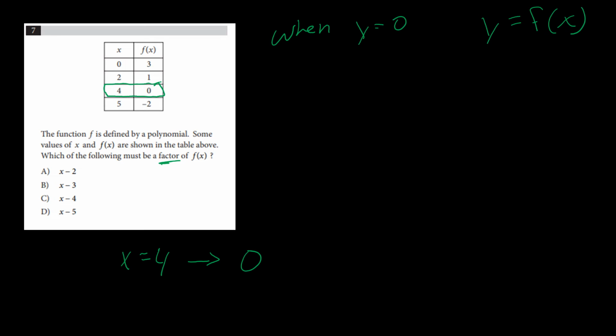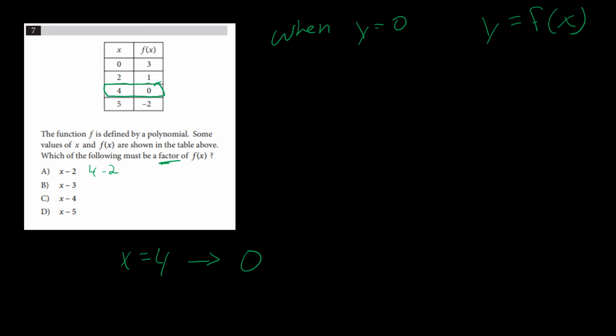Alright, the function f is defined by a polynomial. Some values x and f of x are shown in the table above, which value must be a factor of f of x. So we're looking when y equals 0 and y is equal to f of x. Y and f of x, same thing. So we're going to be looking at this right here. So which of our answer choices can we plug in x equals 4 and get a return value of 0?